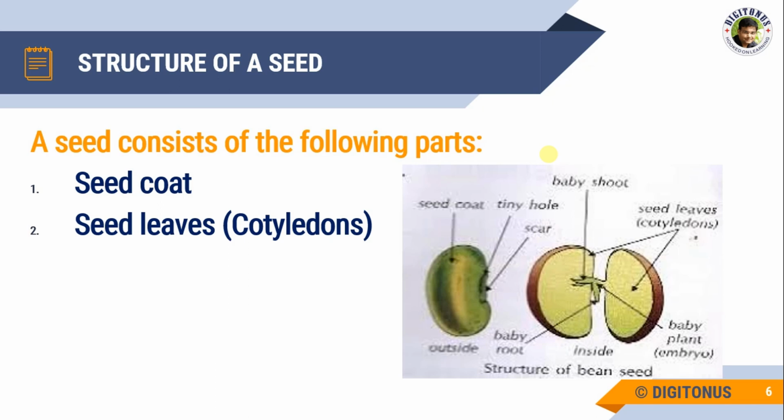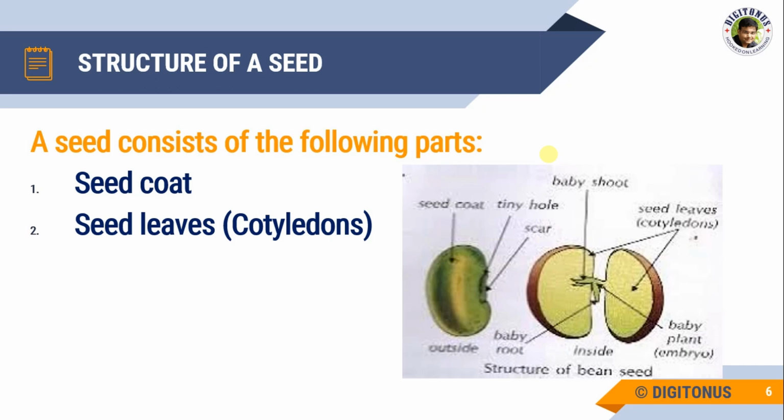First one is seed coat. The outer protective covering of a seed is called seed coat. On the side of a seed there is a scar. This is the place where seed is attached to the fruit. On the top of a scar there is a hole which allows water to enter inside the seed.